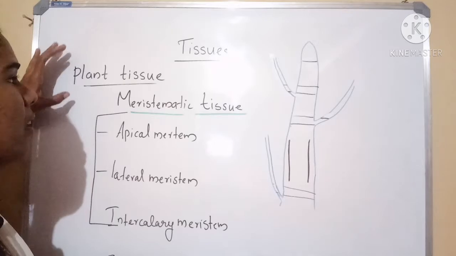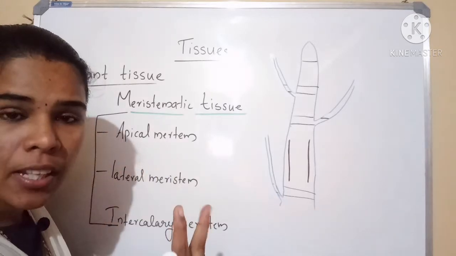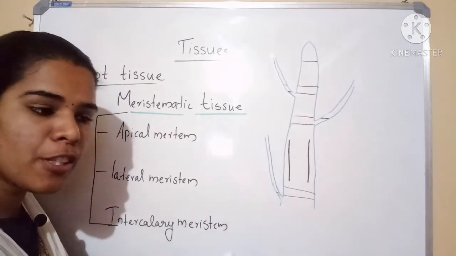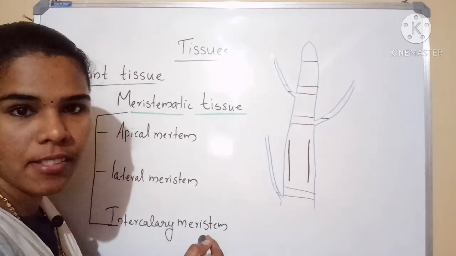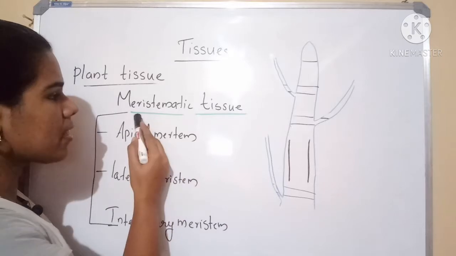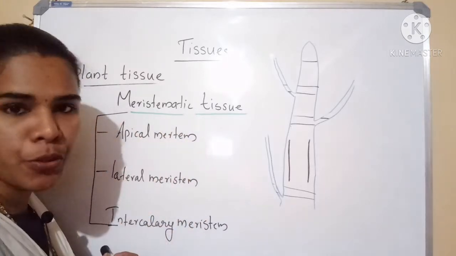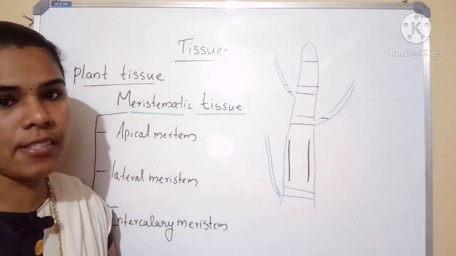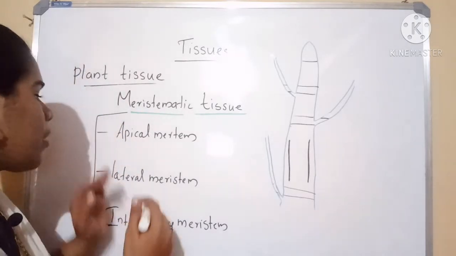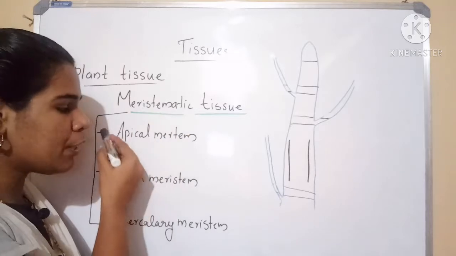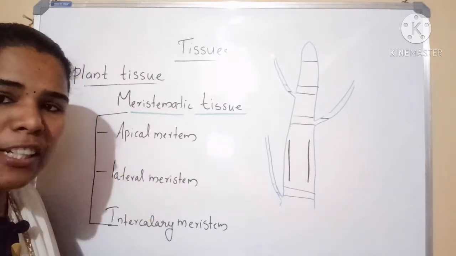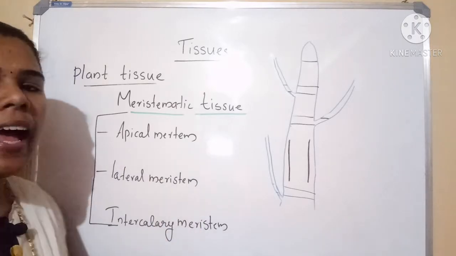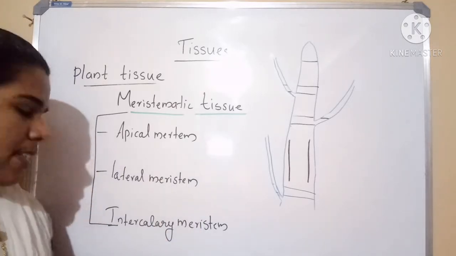Plant tissue is classified into two types, meristematic tissue and permanent tissue. Permanent tissue we will discuss in a later class. Today we discuss the meristematic tissue. Meristematic tissue means dividing cells or dividing tissues. These meristematic tissues are classified again into three: apical meristem, lateral meristem, and intercalary meristem.